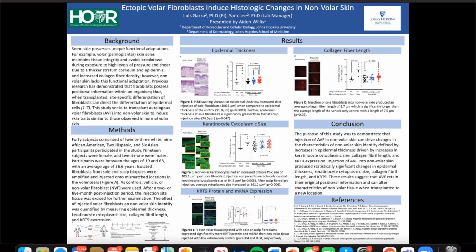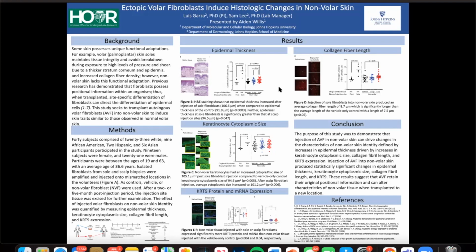The first result I would like to discuss is epidermal thickness. Epidermal thickness was measured through H&E staining and basic light microscopy, as shown right here with the images on the left. More importantly is the plot on the right, and we are most interested in the red and blue dots on the far right side of the plot. The red dots represent the data from injected sole fibroblasts. The blue dots represent data from injected scalp fibroblasts, and the black dots represent data from the controls.